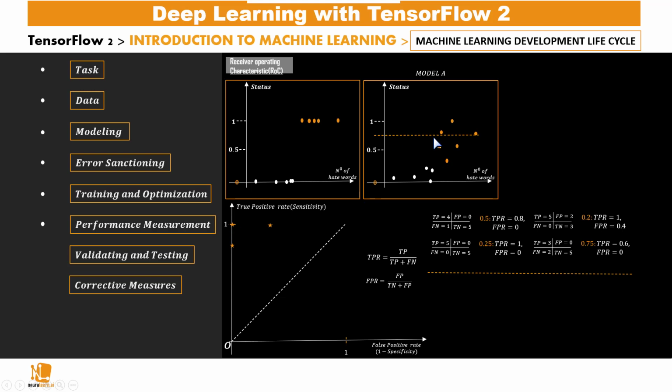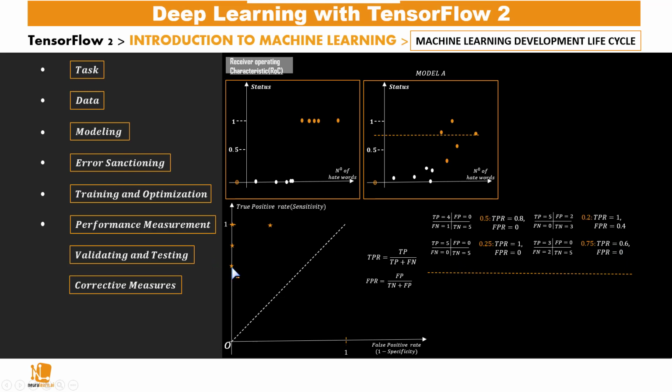Move to the next threshold, that's 0.75. We have 3 true positives, 1, 2, 3. We have 2 false negatives, this 1 and this 1. We have 5 true negatives, this 5 right here, and we have 0 false positives. So that gives us a true positive rate of 0.6 and a false positive rate of 0. There we go, we have 0.60.